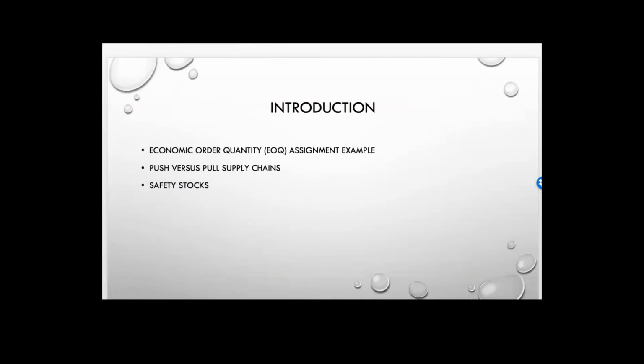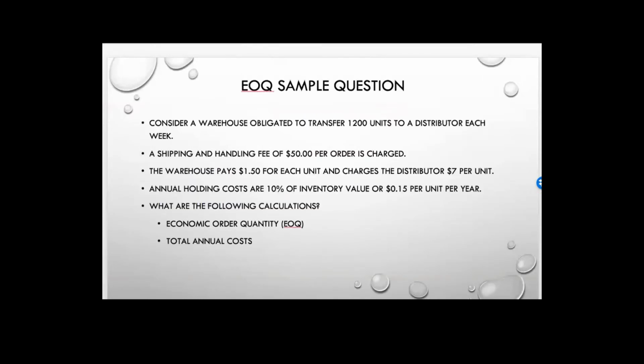Without further ado, let's start with our economic order quantity sample. Here's an example that I created. We have a warehouse that's obligated to transfer 1,200 units to a distributor each week. So basically, we have to send 1,200 units to a distributor each week. Every time we make a shipment, we have to pay $50 per order.